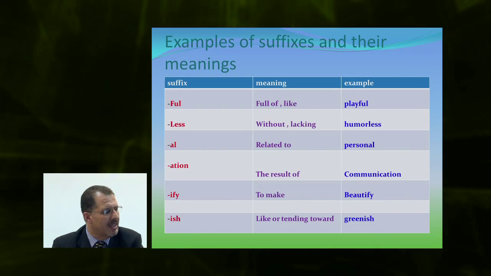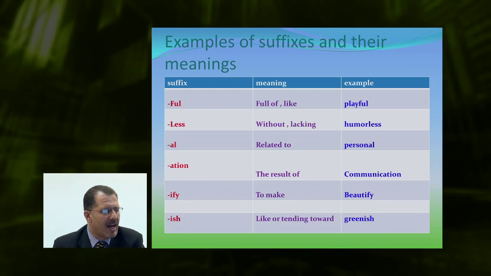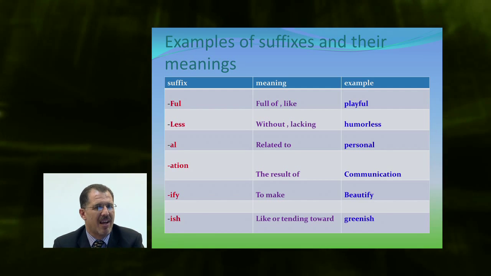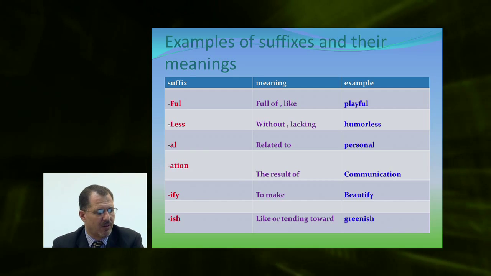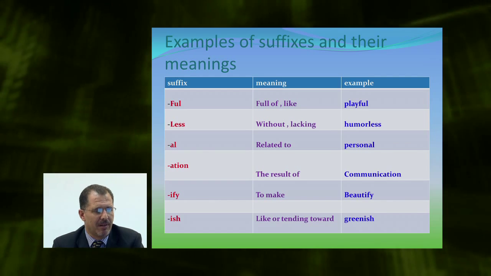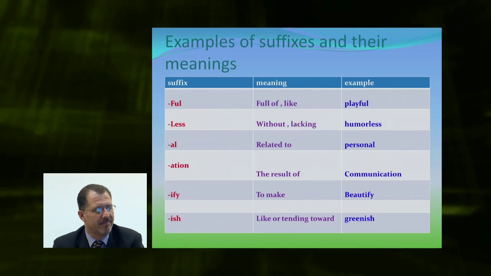Okay, what about this suffix A-T-I-O-N, which is pronounced as Asian? The meaning is the result of. The example, like communication. We have other examples, by the way. Celebration, telecommunication, transportation. Many words that end with the suffix.